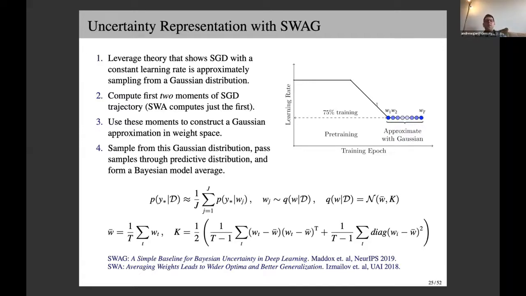So we found that even though this is such a simple procedure, the details were extraordinarily important in order to benefit from doing this. Doing an equal average seemed to be crucial, as well as modifying the learning rate schedule, either using a cyclical schedule or decaying to a quite high constant learning rate and then taking an equal average.